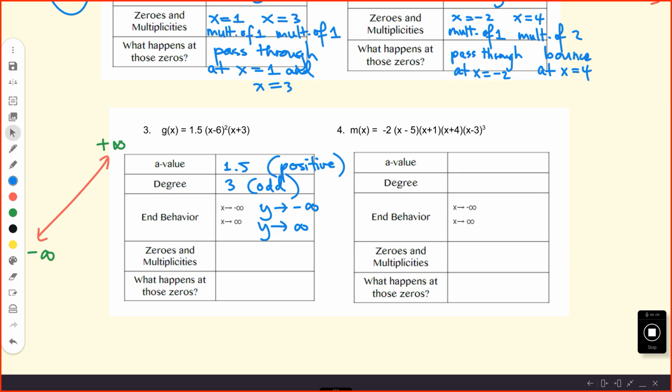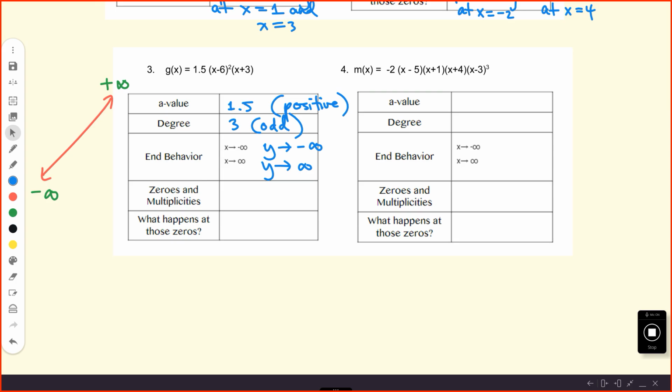Okay? Now, what are the zeros? We got x equals 6 because of x minus 6. And then this has a multiplicity of 2. So that means the 6 is repeated twice. That's what we mean by multiplicity, right? And then the second factor is x plus 3, so that's x equals negative 3. And since this is only repeated once, therefore we say it has a multiplicity of 1.